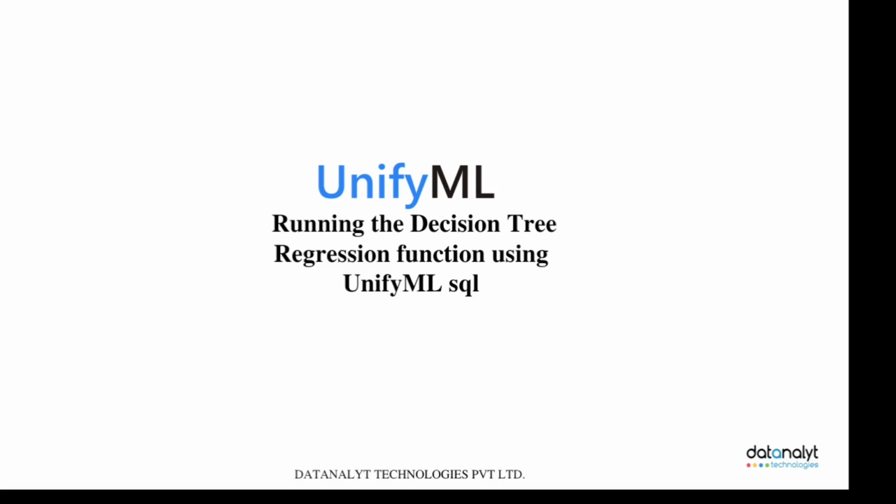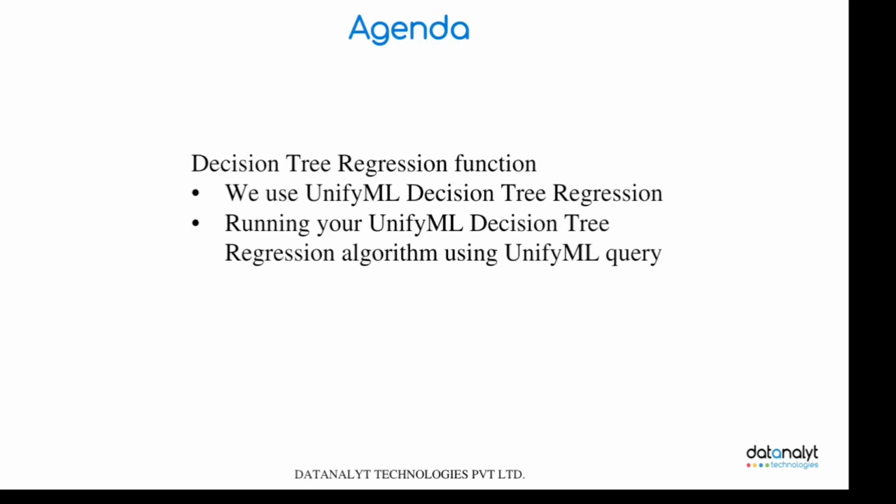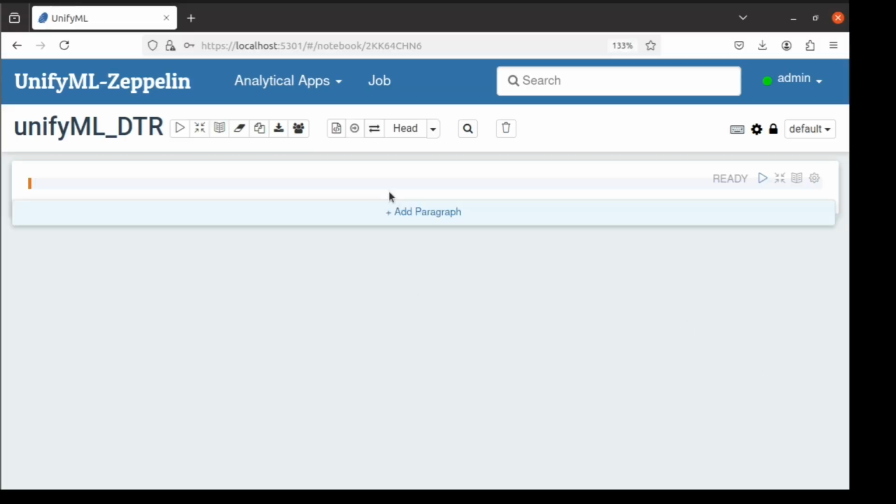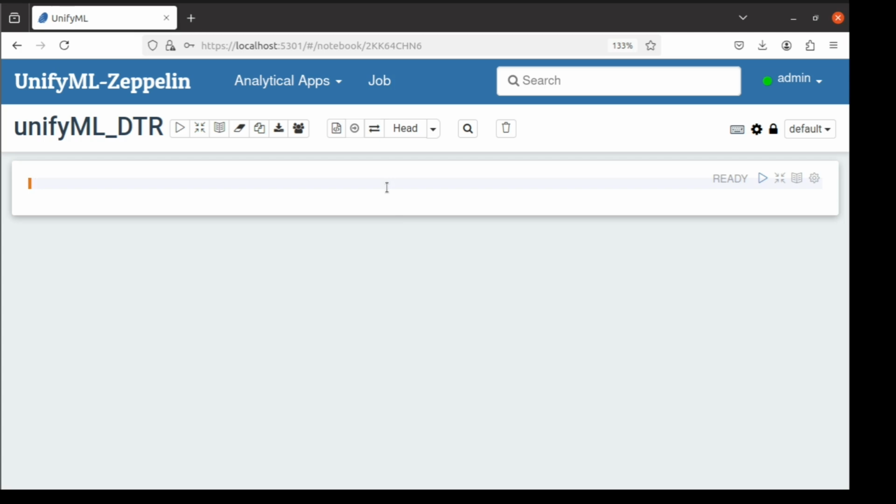In this video, we'll discuss running the decision tree regression function using UnifyML SQL. We'll execute the UnifyML decision tree regression algorithm through a UnifyML query. Here, we demonstrate how to run UnifyML decision tree regression functions using UnifyML SQL. Now, let's take a look at a simple UnifyML decision tree regression function.